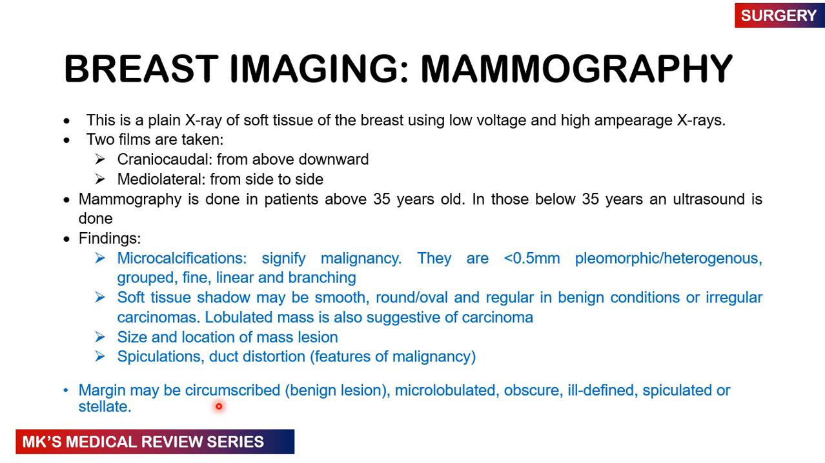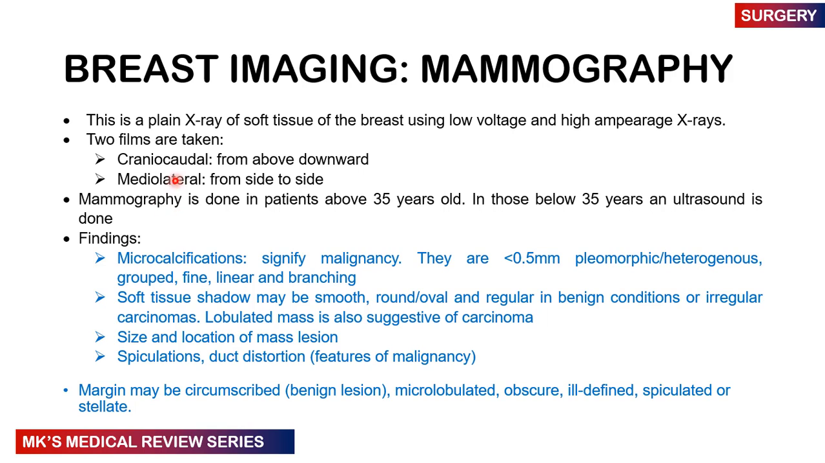So what about breast imaging? So we do a mammogram. This is pretty much a plain X-ray of soft tissue of the breast using low voltage and high amperage X-rays. There are 2 films that are taken, the craniocaudal, from above downwards, and the mediolateral, from side to side. Remember, the mammogram is done in patients above the age of 35. In those below the age of 35, we often do an ultrasound.